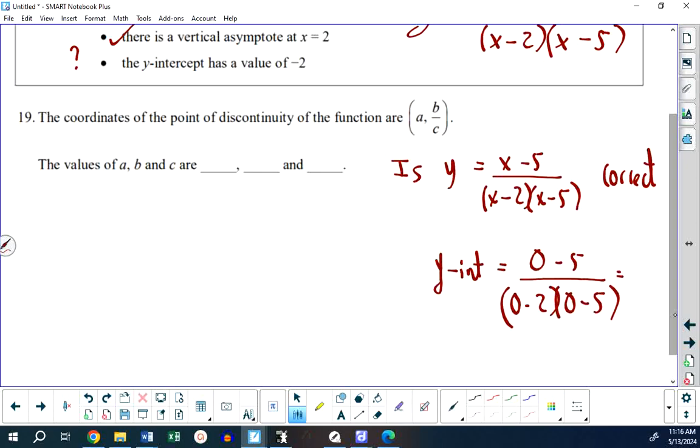Well, I get -5 on the top and 10 on the bottom. And I don't have to go much further to discover that that is not equal to -2. So the answer to this question is no, it's wrong. This is not the function.